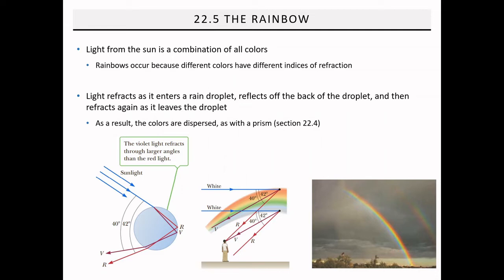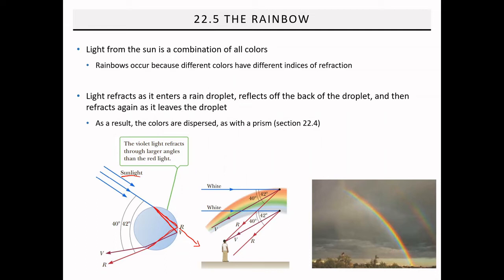Rainbows are caused by a combination of reflection and refraction. You have sunlight that comes in, it's white light that's a combination of all the colors. It enters the raindrop, and the different colors refract at different angles. Red light refracts the least, violet light refracts the most. When the light hits the back of the raindrop, some of that light is transmitted into the air behind the raindrop, but some of it's reflected inside the raindrop.